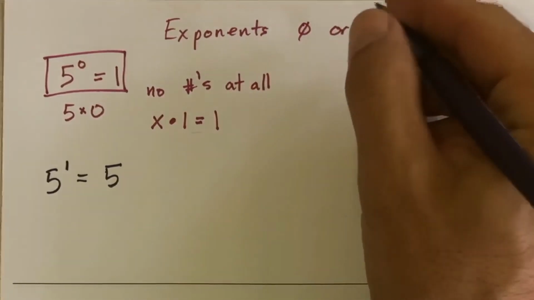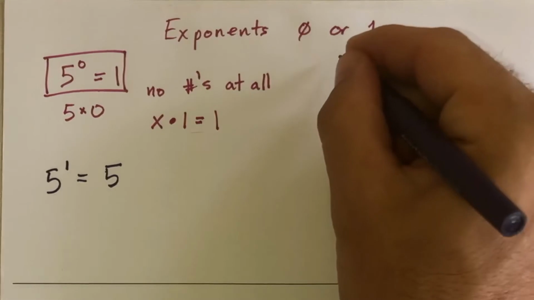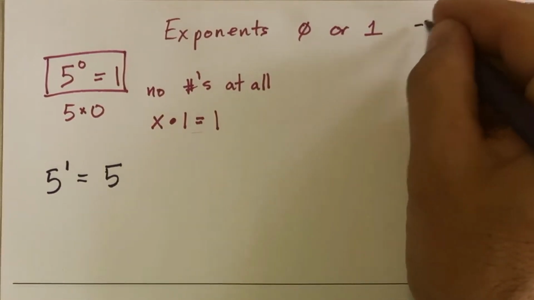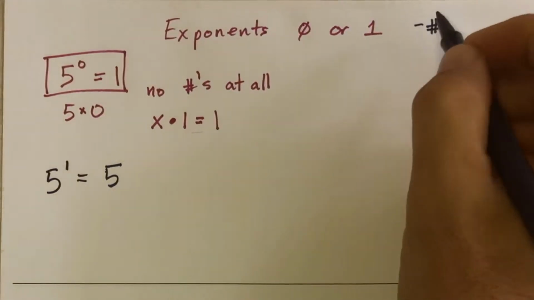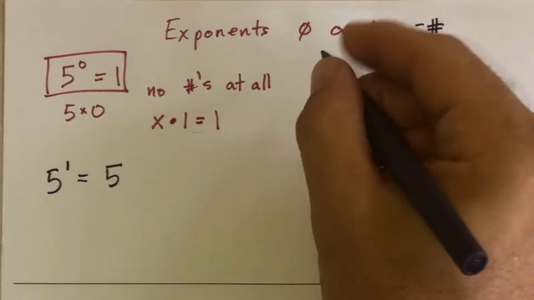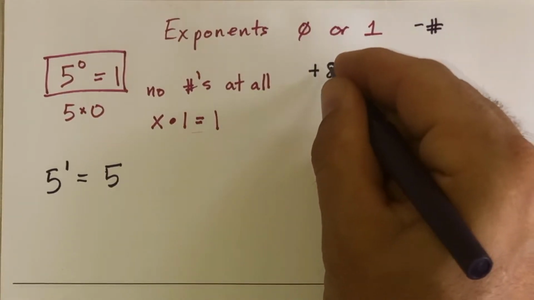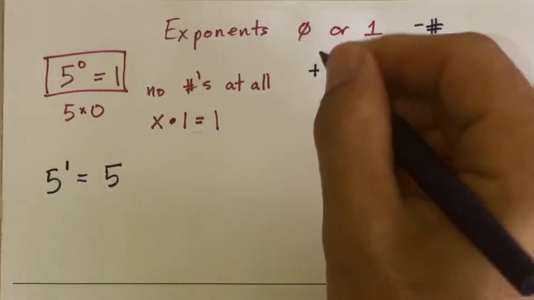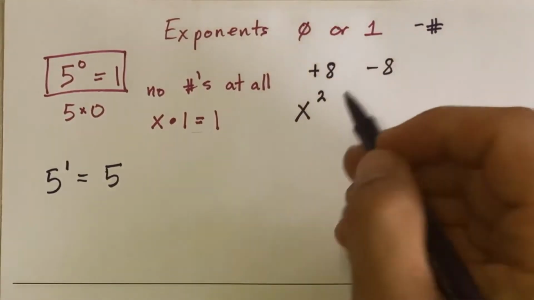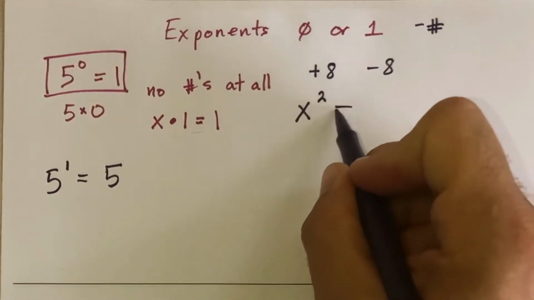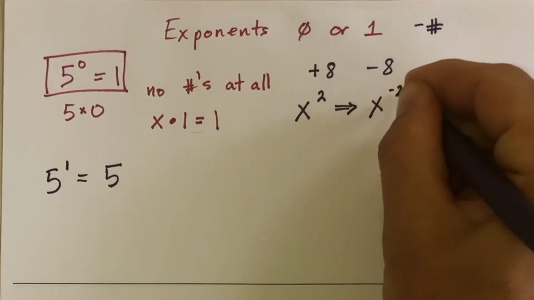Now, another thing you have to be conscious of is when you have exponents raised to a negative power. So maybe you have a negative number for an exponent. Now, a negative is an inverse. If I have positive 8, the inverse of a positive 8 is a negative 8. The same will go for exponents. So if I have x to the 2, the inverse of that would be x to the negative 2. Now, what does that mean?